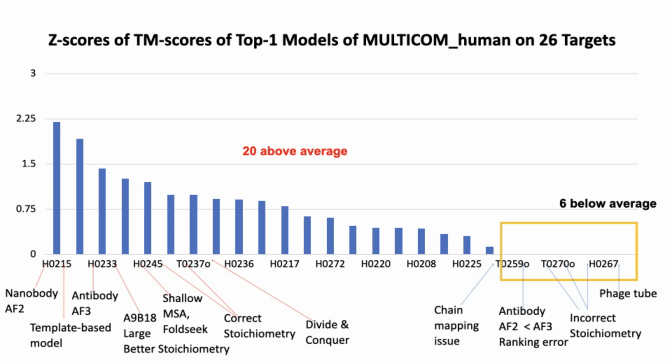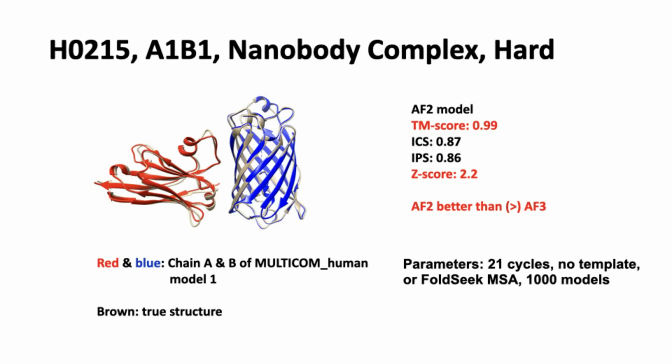Now, I'd like to show you some examples. Here, this one is a very hard target, a nanobody complex. Actually, we use AF2 to generate better models than the AF3. We use these parameters, 21 cycles, no template, and multiple sequence alignment. We get a very high score. This score is 2.2.